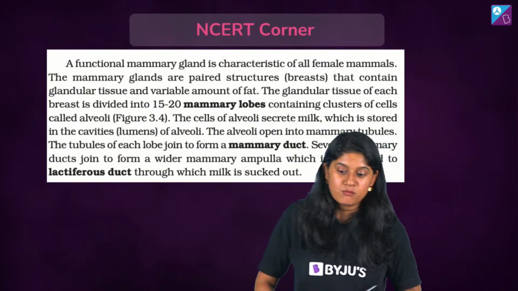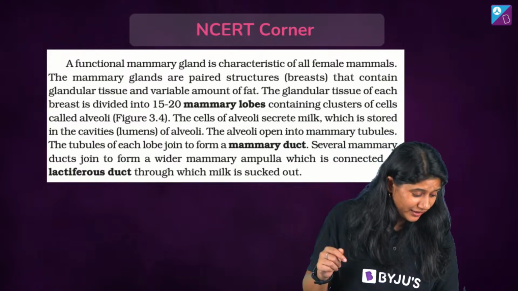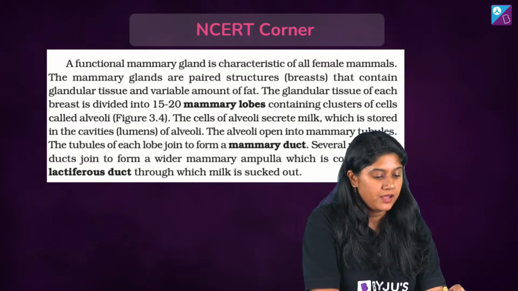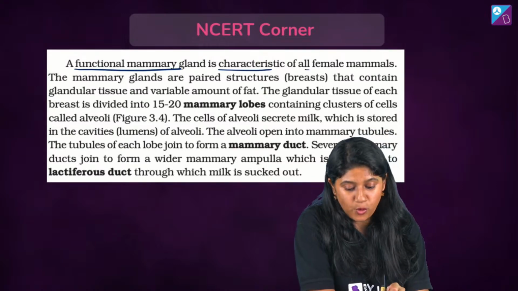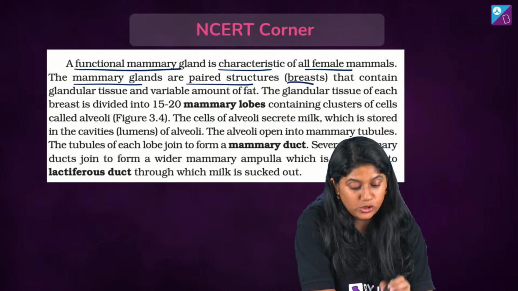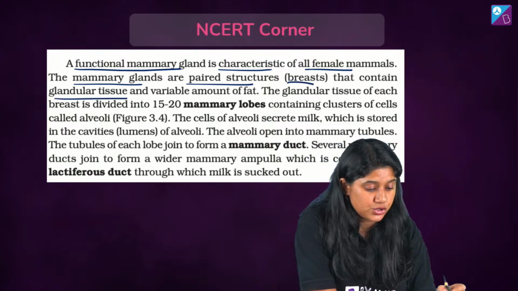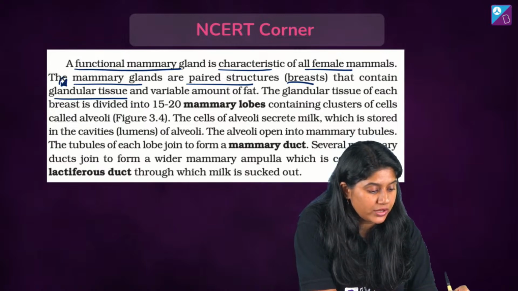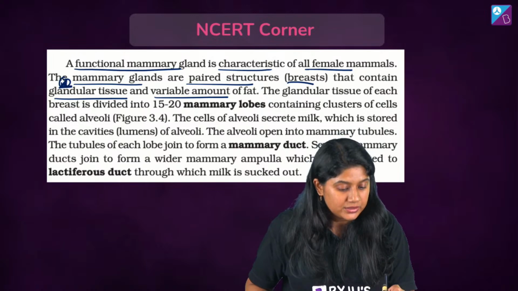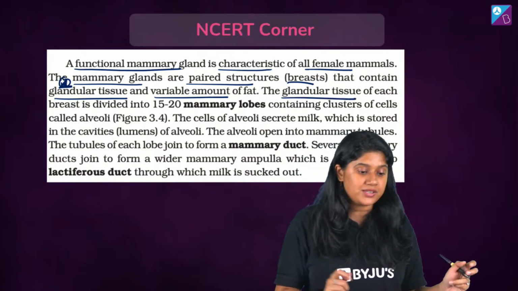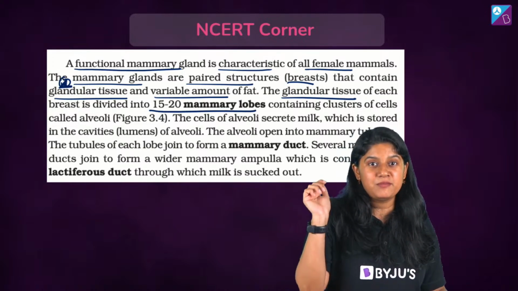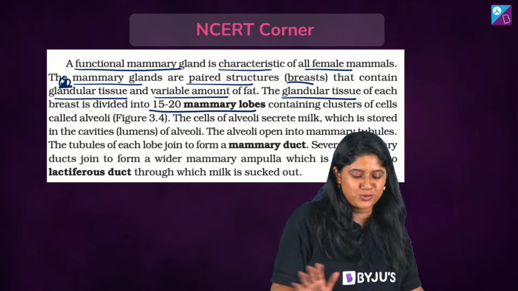Moving ahead, everyone. We are kind of done. So let's quickly read the NCERT textbook. The functional mammary gland is characteristic of all female mammals. Mammary glands are paired structures, or we also call them breasts. They contain glandular tissue and a variable amount of fat. The glandular tissue of each breast has about 15 to 20 lobes. Numbers are really very important in NCERT. This is super important, super crucial.